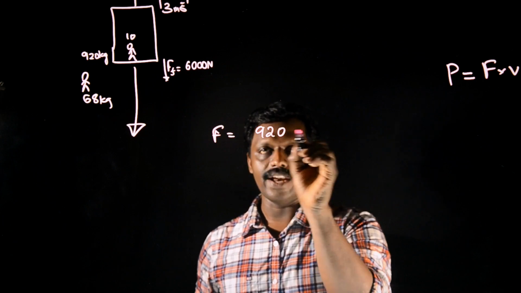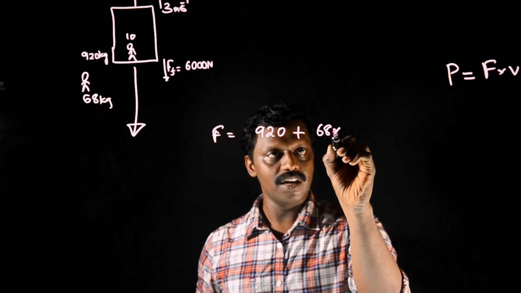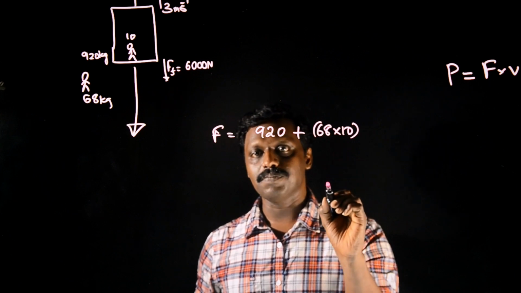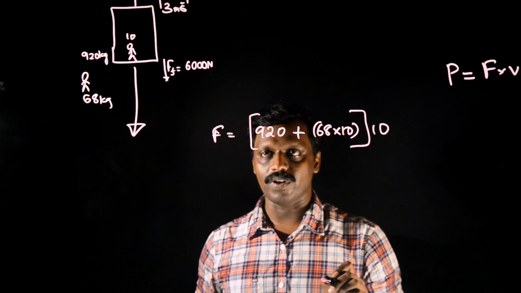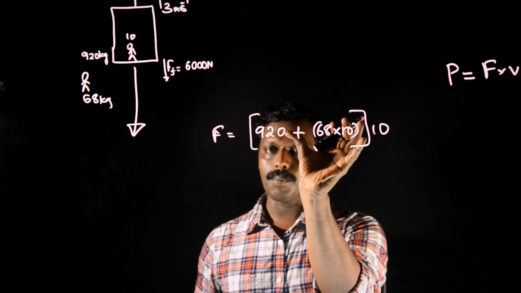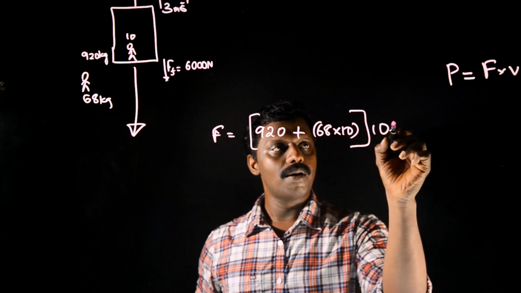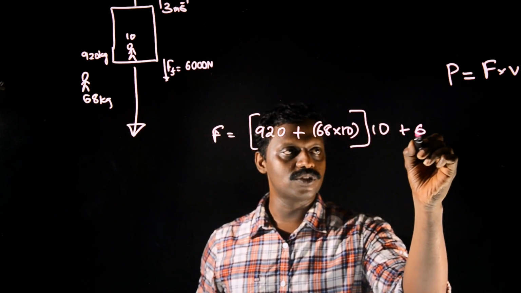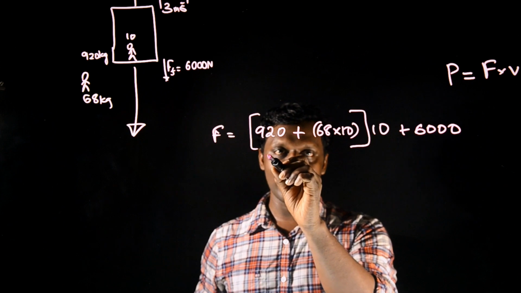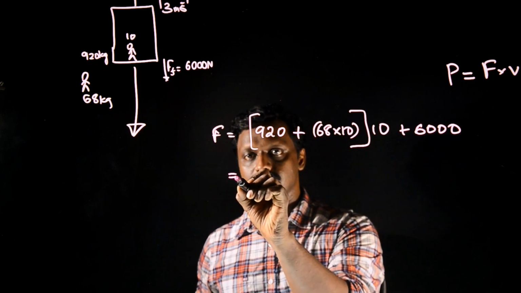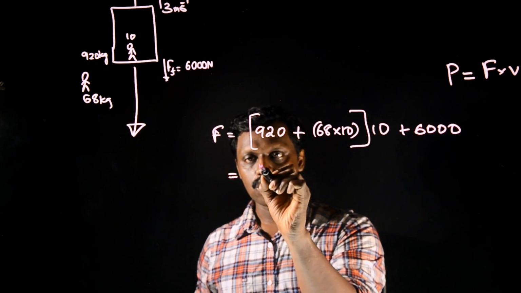920, that is the mass of the lift, plus 68 kg mass average for a single person. So the full capacity will be 10 persons, and in the question it is given that the acceleration due to gravity can be taken as 10 meter per second square. So the total force will be the sum of all the weight, that means weight of the lift plus weight of the passengers plus the frictional force. So 6000 plus (680 plus 920) multiplied by 10 will give 22,000 Newton.